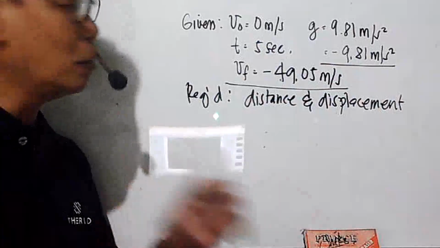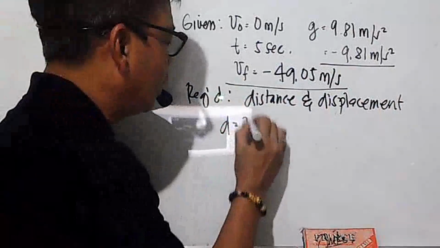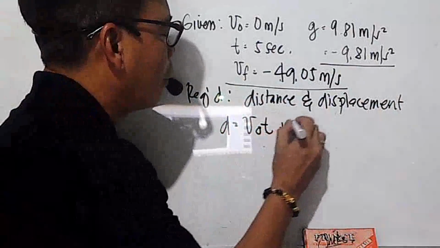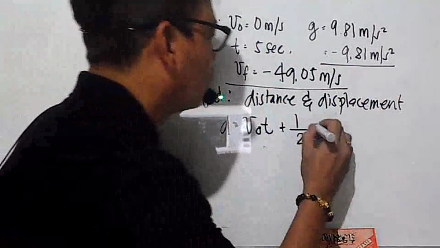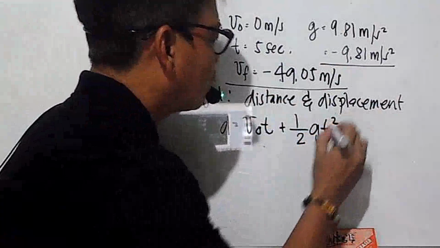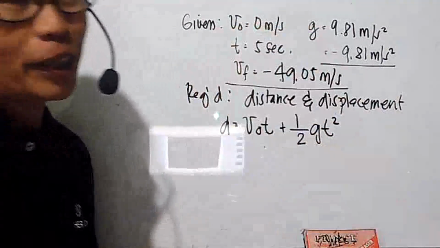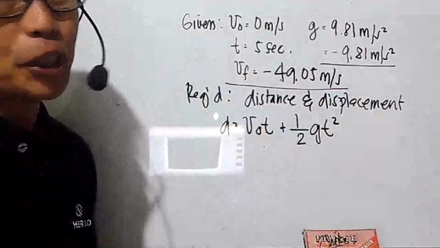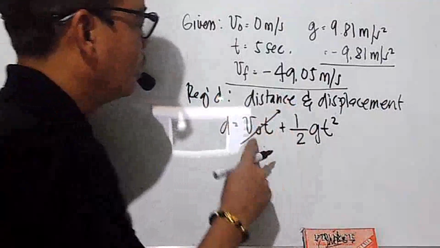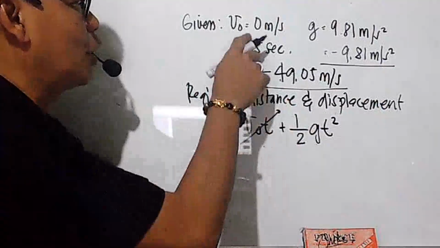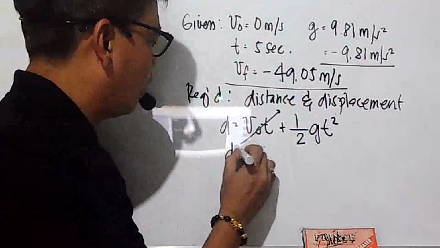So you have a formula which is equal to d, okay, V0T or initial velocity multiplied by time plus 1/2 AT squared. But in this case, we're going to use G T squared, since A now is being replaced by G since it is going downward. It's a vertical motion. Okay, so we know that V0 is equal to 0, so we can omit this part. 0 multiplied by 5 is still 0. So 0 yung ating initial velocity.